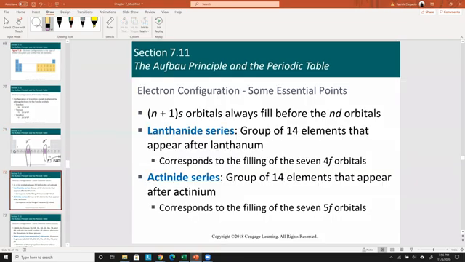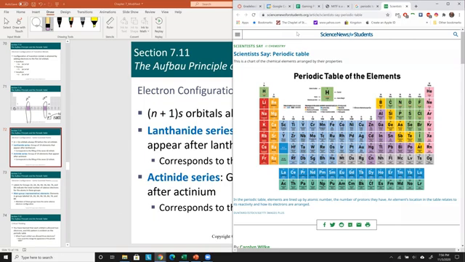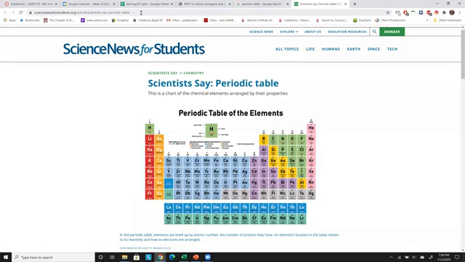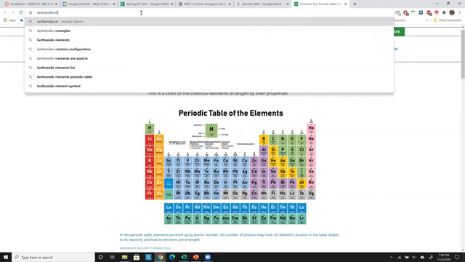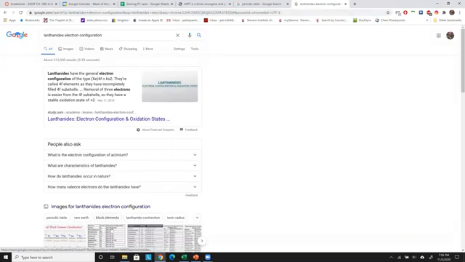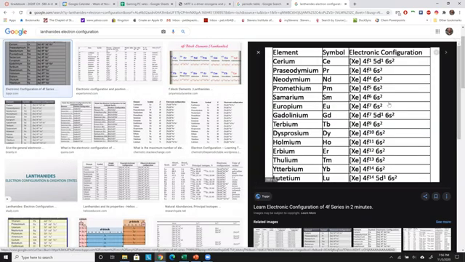Lanthanide series and actinide series. It's craziness. It's nuts, so don't worry about it. Here's what I'm going to do: I'm going to show you how nuts it is. Lanthanide electron configurations. Here we go. All right, so here's all the lanthanides, and here's their configurations.